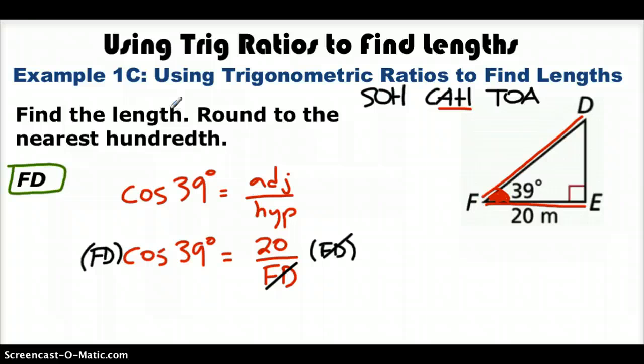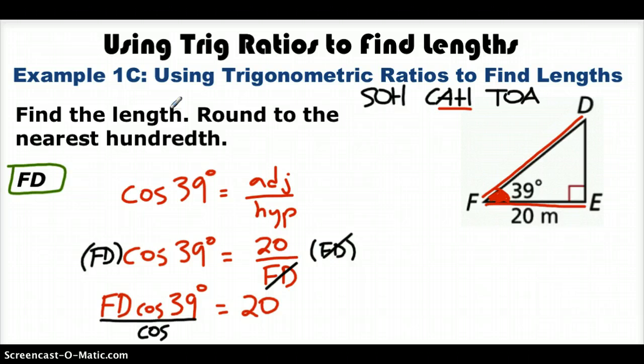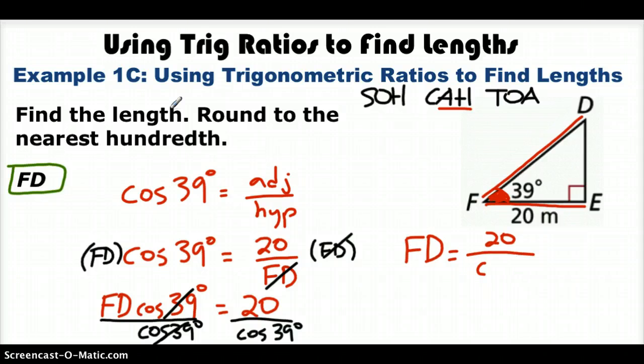Now I have FD times the cosine of 39 degrees equal to 20. Remember, I actually have to divide both sides by the cosine of 39 degrees. This will cause some things to cancel and divide to 1. So now basically I have that FD is equal to 20 divided by the cosine of 39 degrees. I should probably include units, which I did not on the last one, but our units are meters here.